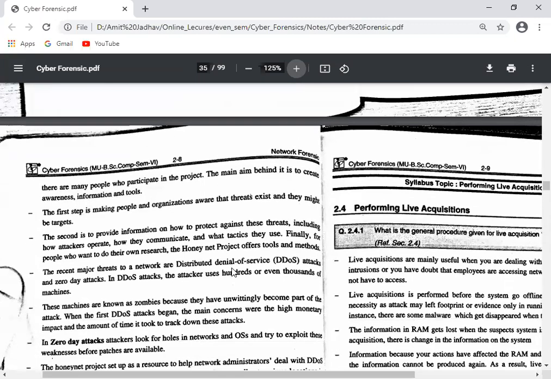The second thing this project does is provide information on how to protect against these threats, including how attackers operate, how they communicate, and what tactics they use. So it also provides information from which we learn how the attacker attacks our system and what care should be taken by the user.